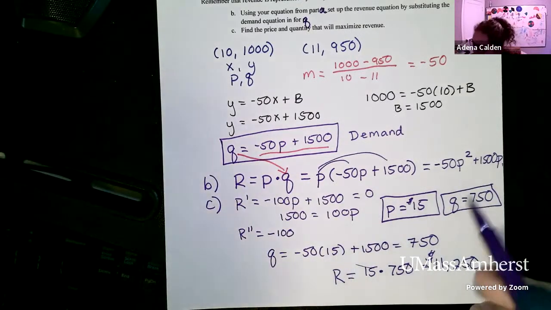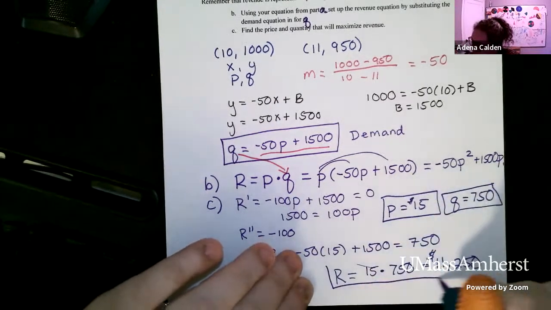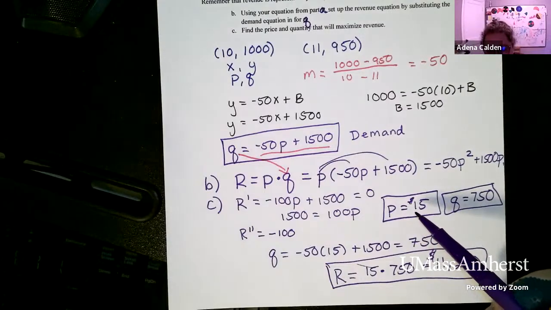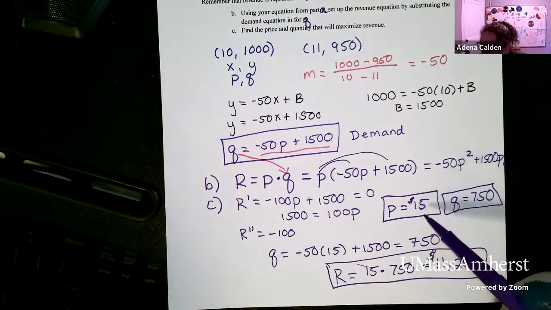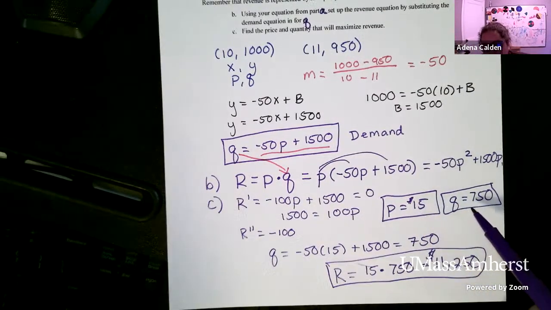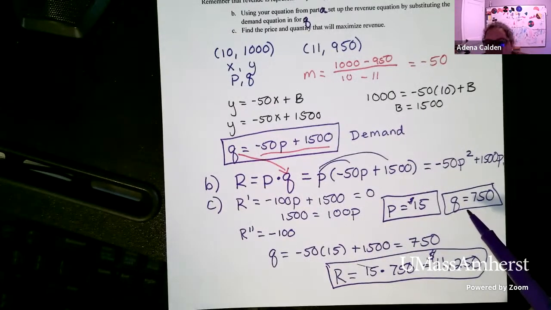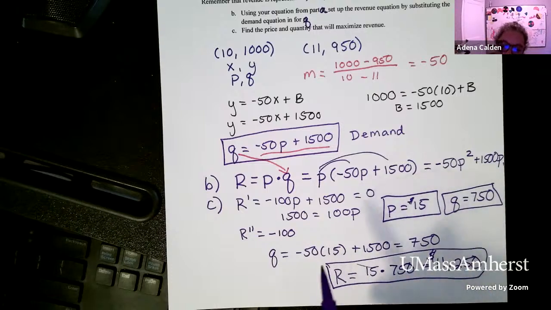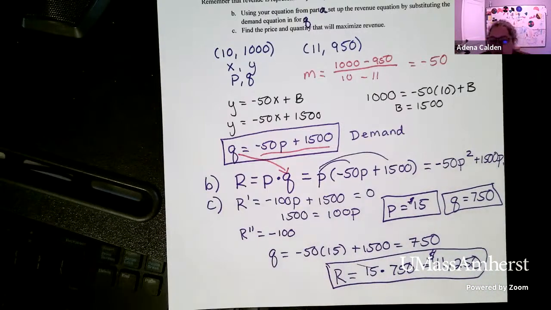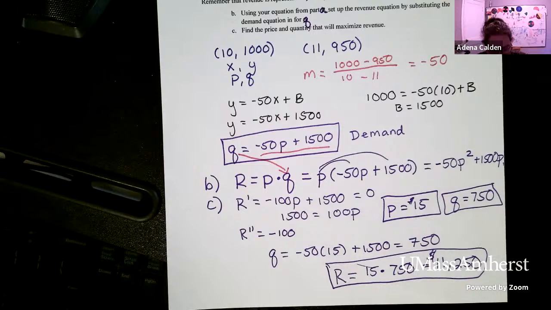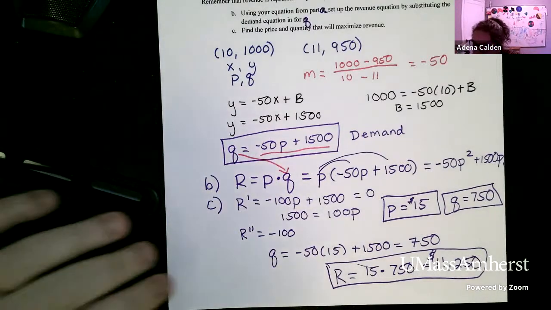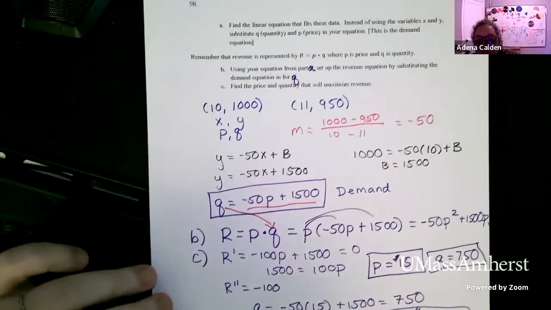So here, the 3 sort of quintessential pieces of information are that we want to charge $15 to maximize revenue, that when we charge $15, we sell 750 tickets. And then from that, we can find the max revenue by multiplying those together, and we get $11,250.